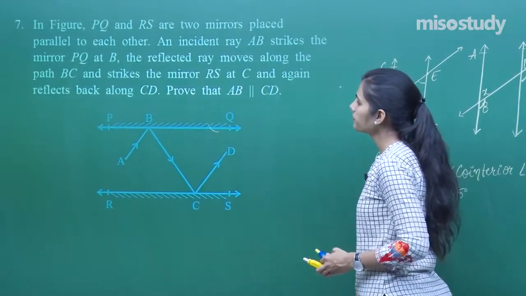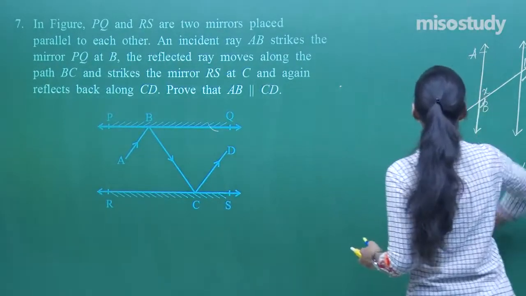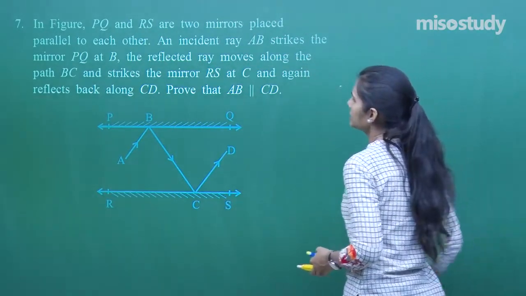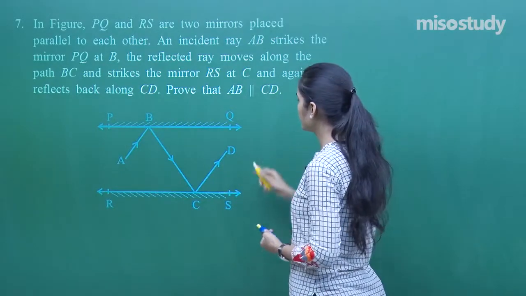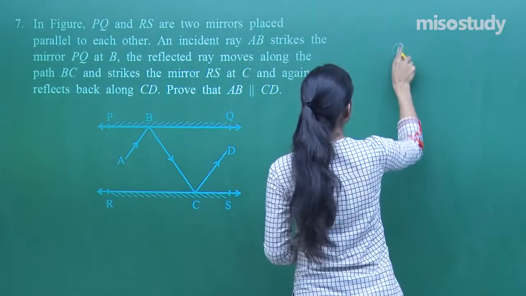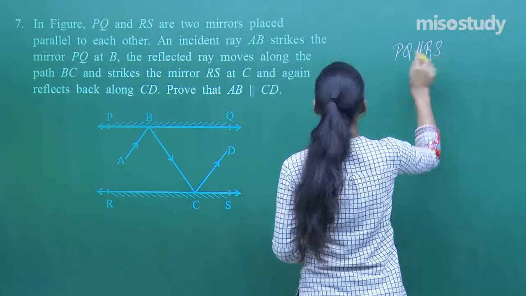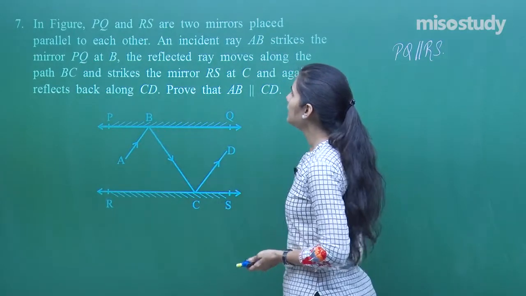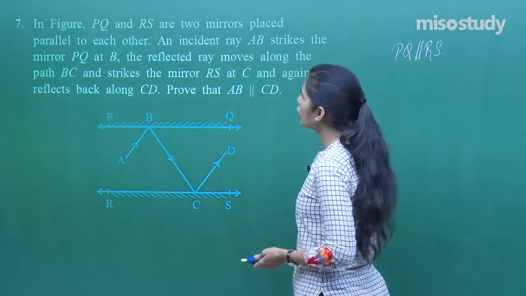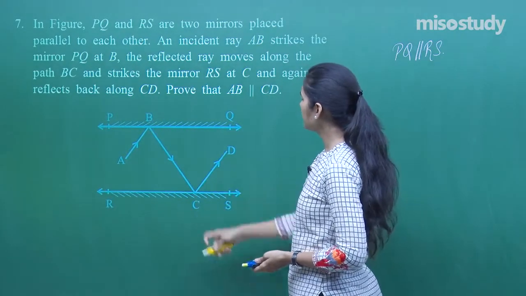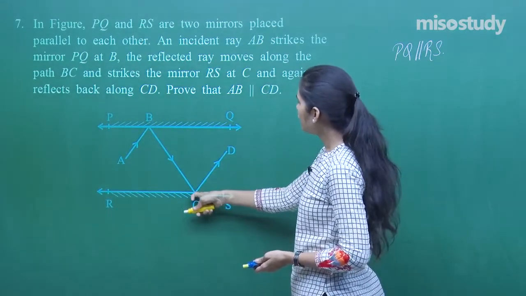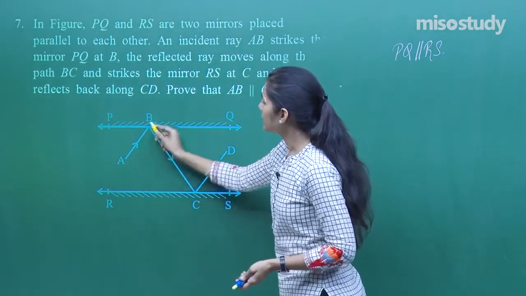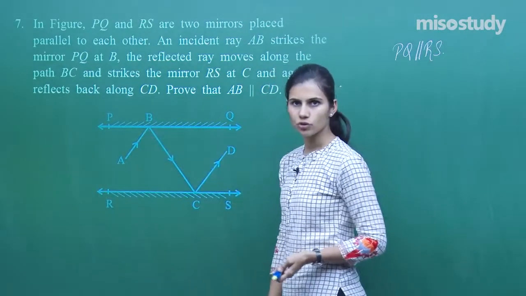Moving to the next question. In this figure, let's try to look at the situation nicely. PQ and RS are two mirrors placed parallel to each other. So PQ is parallel to RS. Very important. An incident ray AB strikes the mirror PQ at B. The reflected ray moves along the path BC and strikes the mirror RS at C and again reflects back along CD. Prove that AB is parallel to CD. This AB is parallel to CD I have to show.